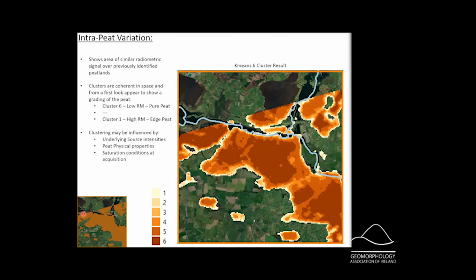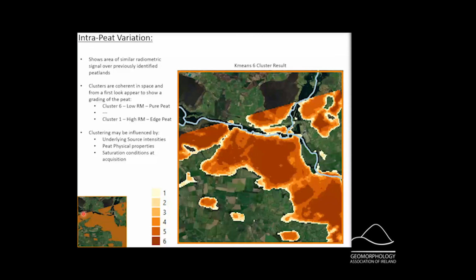this map. As hopefully you can see, the groups have spatial coherency. They appear to show gradation of peat within the site, from what I've called pure peat in cluster 6 in the middle to edge peat identified as cluster 1. This gradation is shown within the data as an increasing relative radiometric signal, from low in cluster 6 to high in cluster 1. And intuitively, it makes sense. We'd expect the signal to increase as we move towards the edge of a peatland.